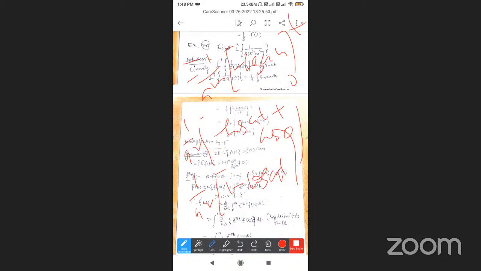Okay, so this is a problem on this theorem 4, an application problem.